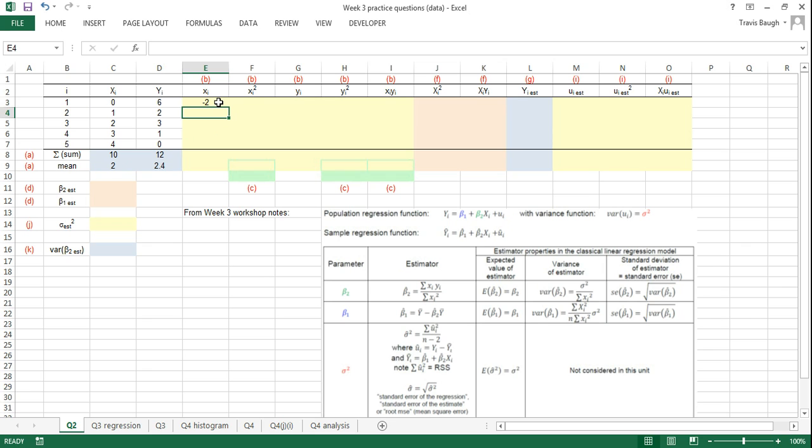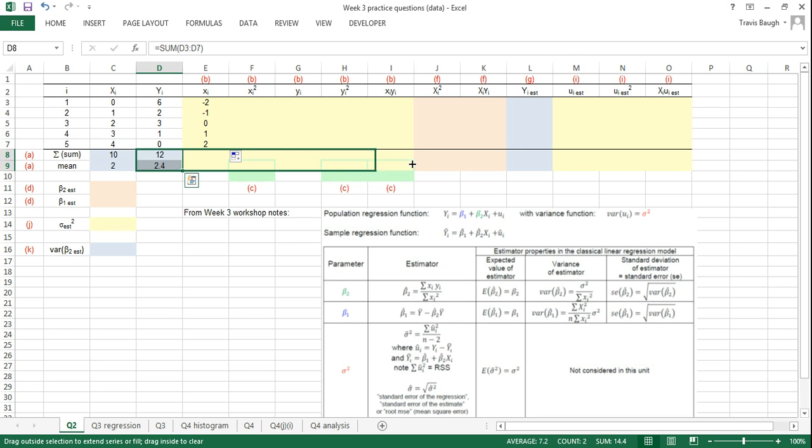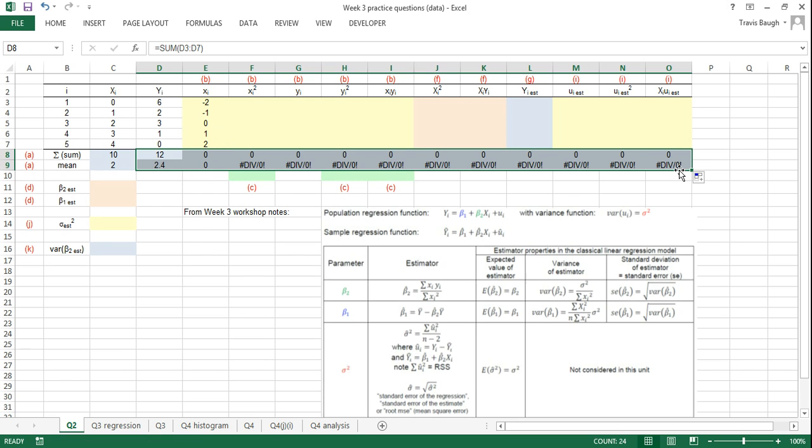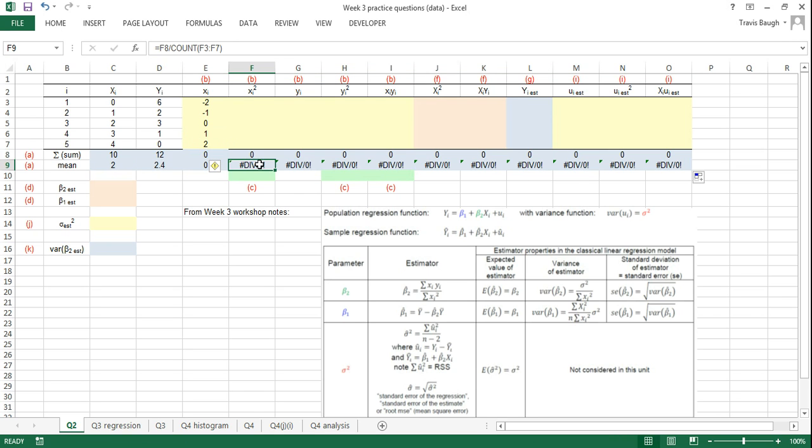So the deviation of -2, that's 0 minus 2, that sounds right. And let me just check this one to see if it's doing the right thing. It is. Sum and the mean, in fact, I'm just going to copy those all across right now because the formula is not going to change. At the moment it's giving me this error message, but once I have values up here, that should work. In fact, the error message is coming because there are no values up here. But as soon as there is a count, this should work effectively.